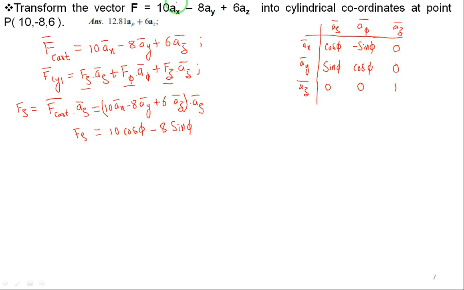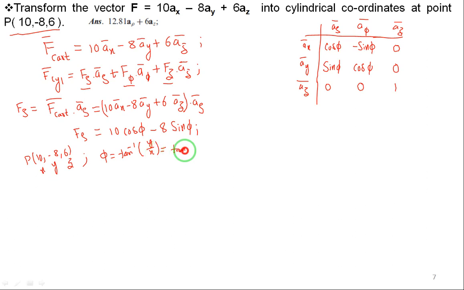Okay, they have given one more condition: find the cylindrical coordinates at this point P, that is 10, minus 8, 6. I will make use of that point P. If that point is not given, I will stop with f rho and substitute there, and go for the calculation of f phi. But they have given the point P, so I will make use of it. This is x, y, z, 10, minus 8, 6. So I can calculate the value of phi now, because I know x, y, z. So phi is equal to tan inverse of y by x.